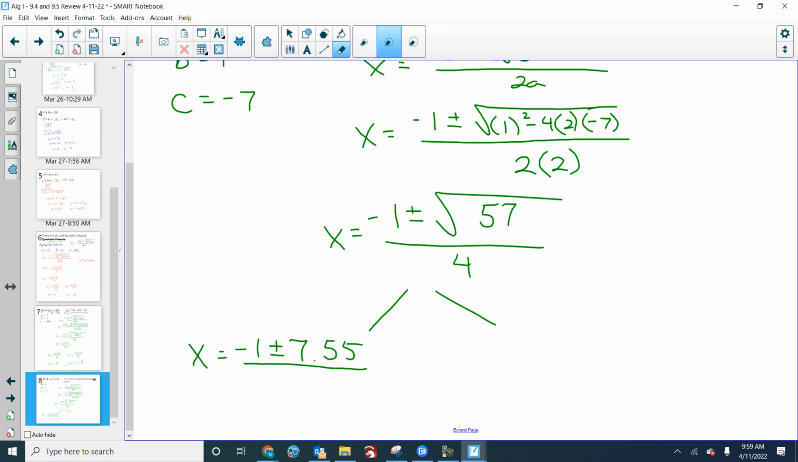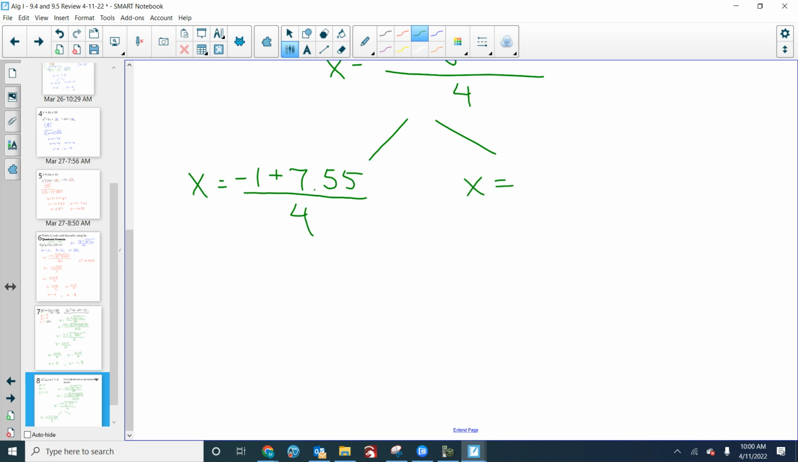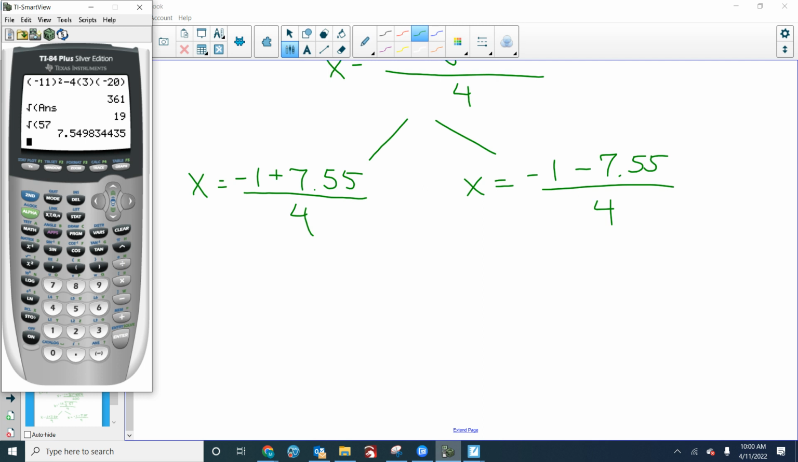So we'll do the plus one over here. x equals -1 plus 7.55 over 4. Sorry, over 4. And x equals -1 minus 7.55 over 4. All right, we have -1 plus 7.55, and then I do divided by 4. You guys all right? What's going on? 1.64.